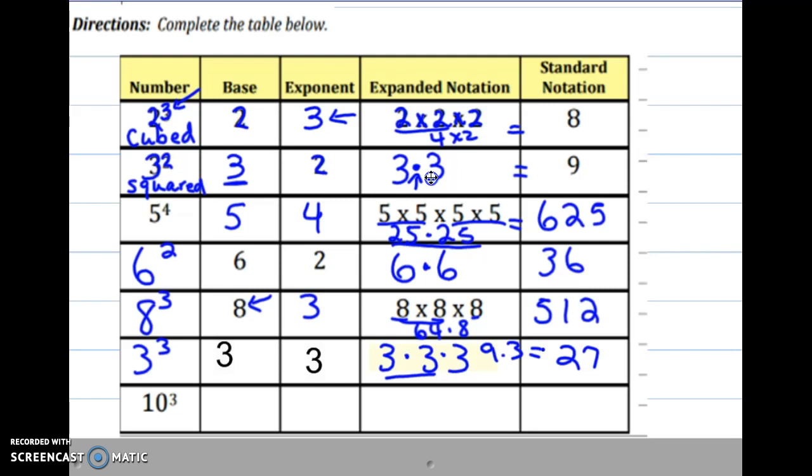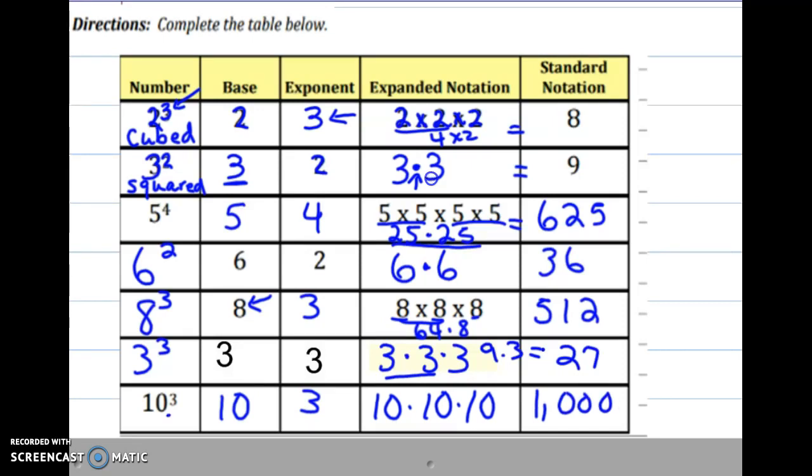The last column is 10 to the third power, where your base is 10, your exponent is 3, and that means to multiply 10 times itself 3 times, which is 1,000.